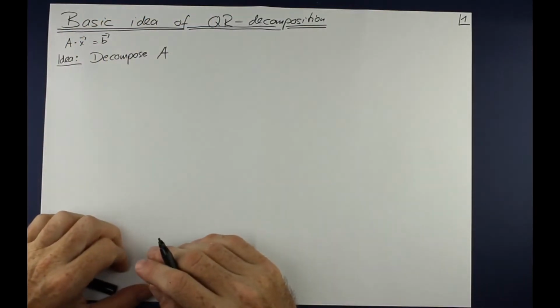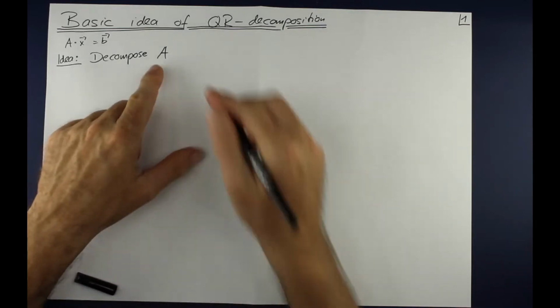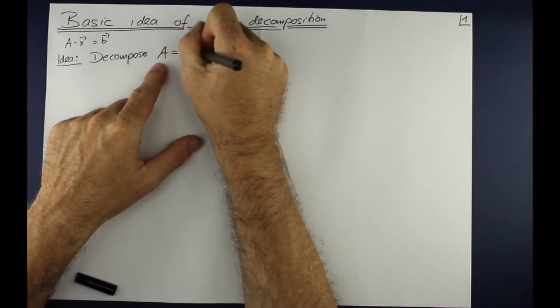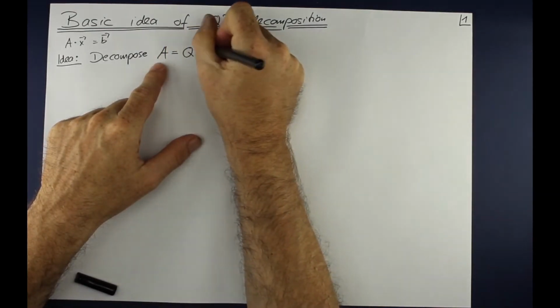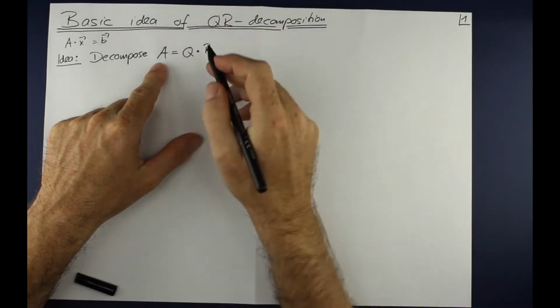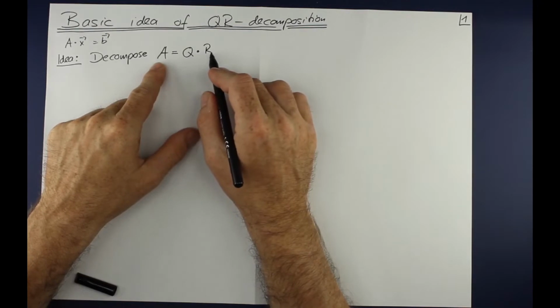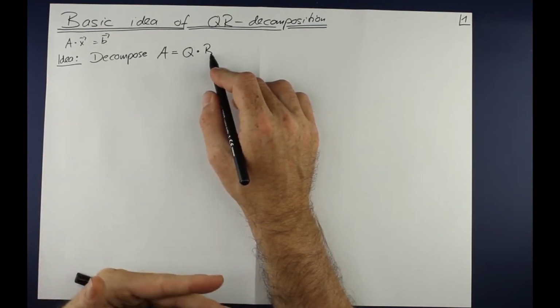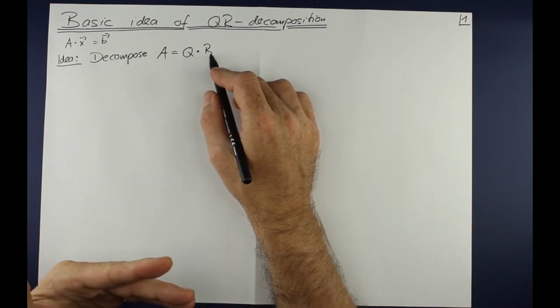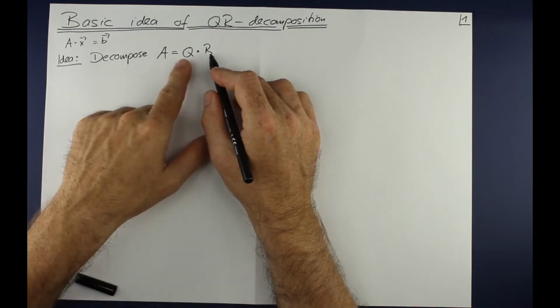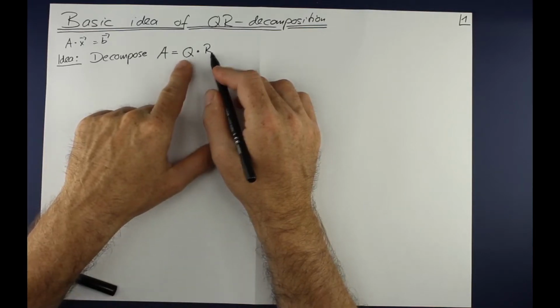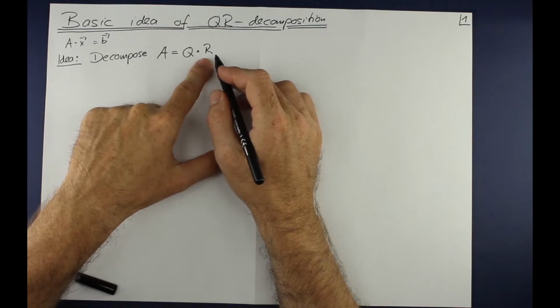And now we want to decompose A. That means we want to write A as a product of a matrix Q and a matrix R. And Q is an orthogonal matrix and R is an upper triangular matrix. In the LU decomposition, there we had a lower triangular matrix and an upper triangular matrix.